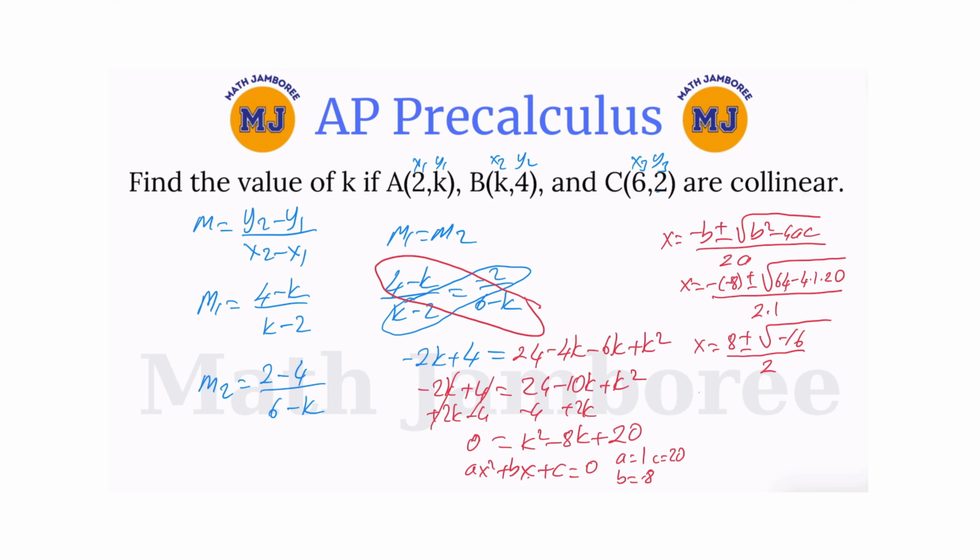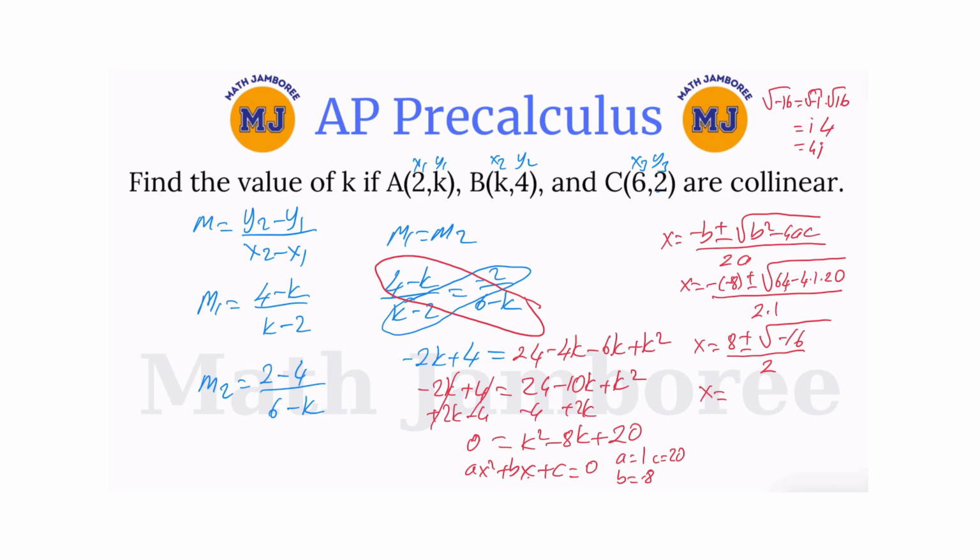And if this is negative 16, the square root of negative 16, normally the square root cannot be of a negative, but for complex numbers, you must be familiar with the complex numbers. So these are imaginary numbers. The square root of negative 16 is equal to the square root of negative 1 times the square root of 16. So the square root of negative 1 is i, and the square root of 16 is 4. So that's why this is 4i.